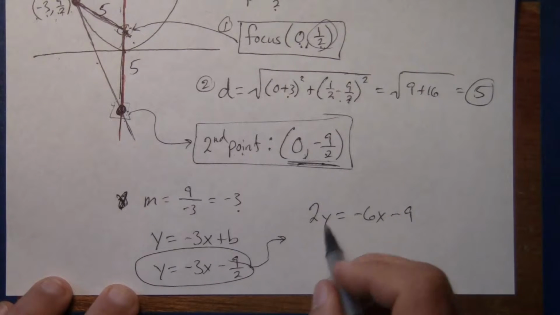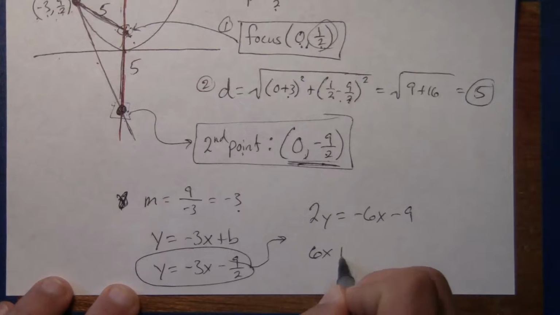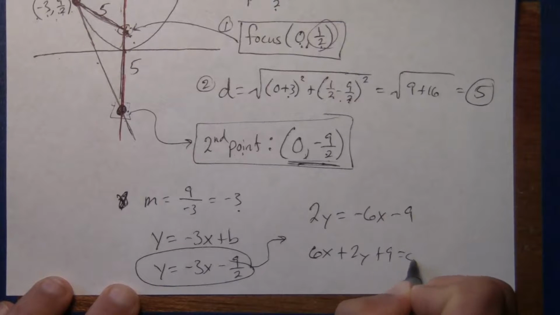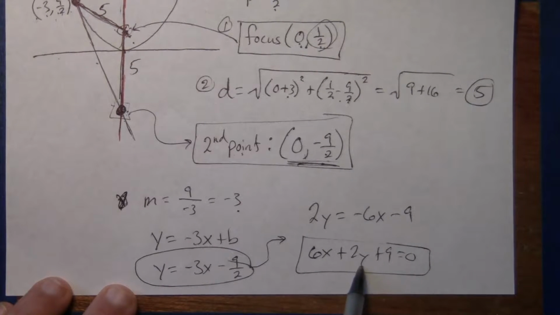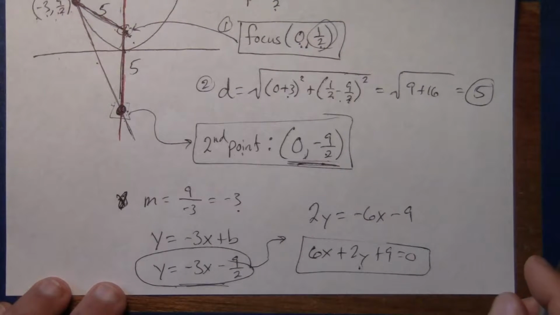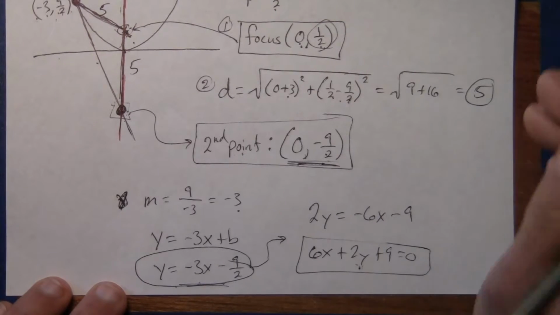Imagine if I multiplied everything by 2, I would have this. And then imagine if I moved everything to the left, I would end up with 6x plus 2y plus 9 equals 0. That's the equation that you would see in the back of the book, but this is the same thing. And that's all I need. If you wanted to give me that, that's fine.